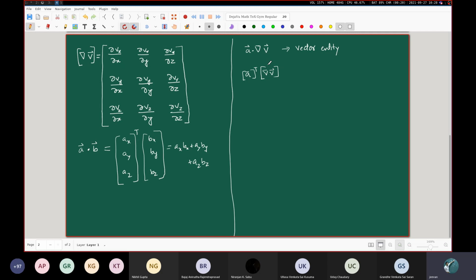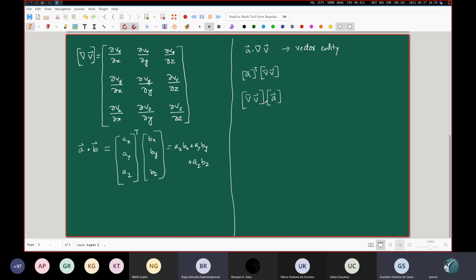Anyone else has any opinion on how I should go about representing it to understand why this is a vector? Don't bring in index notation, all those things. Talk within the context of what we have been talking about. Suppose, Venkata Sai Saran, he said this. Suppose I say that I want to write it like this. Is this resulting entity a vector entity or not? Yes, sir, it is a vector entity.